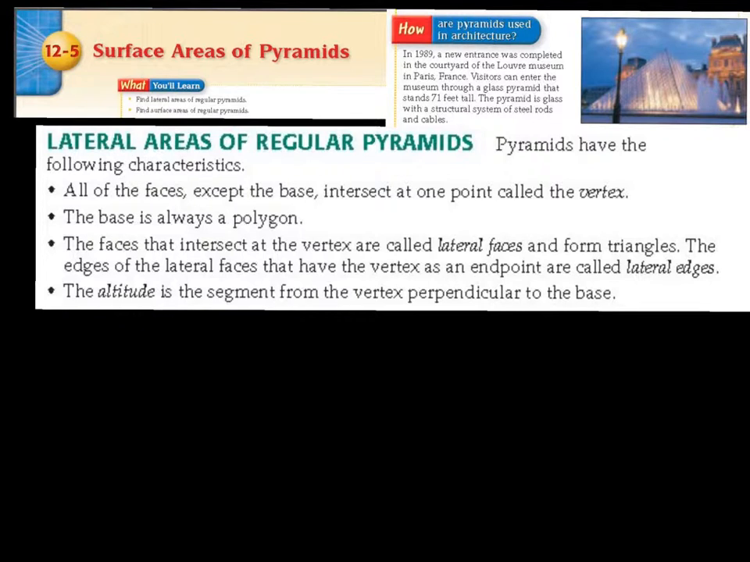Pyramids have the following characteristics. All the faces except the base intersect at one point called the vertex. The base is always a polygon. The faces that intersect at the vertex are called lateral faces and form triangles. The edges of the lateral faces that have the vertex as an endpoint are called lateral edges. The altitude is a segment from the vertex perpendicular to the base.